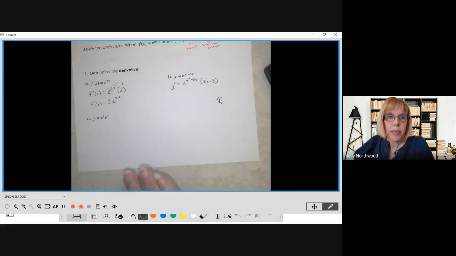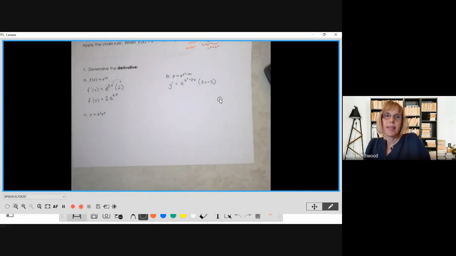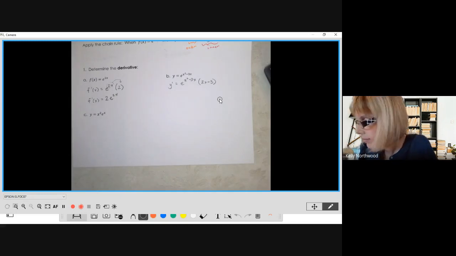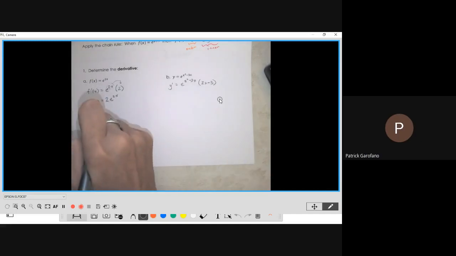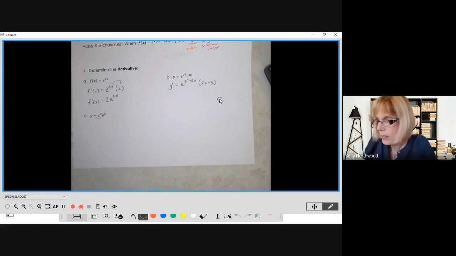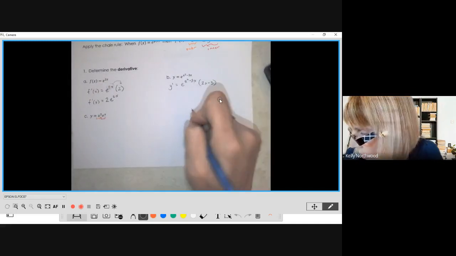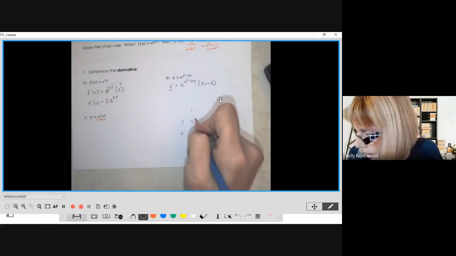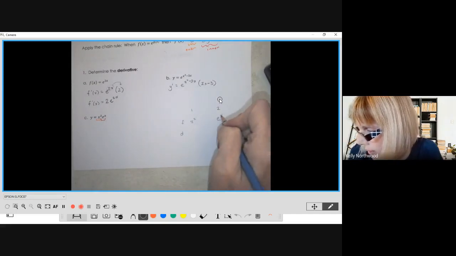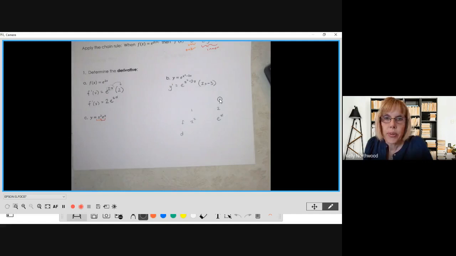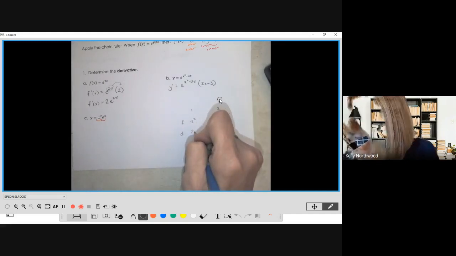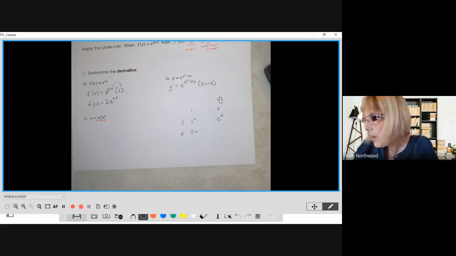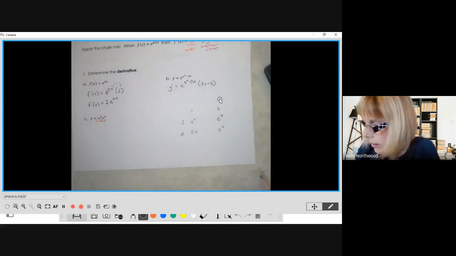For c, we've got y equals x squared times e to the x. So what would we have to use in order to find the derivative? Product rule. Product rule, good. We have two functions of x multiplying together, so we have to use the product rule. So we're going to make our chart here. Our first function is x squared, and our second function is e to the x. The derivative of x squared is 2x, using the power rule, and the derivative of e to the x is just e to the x from today.